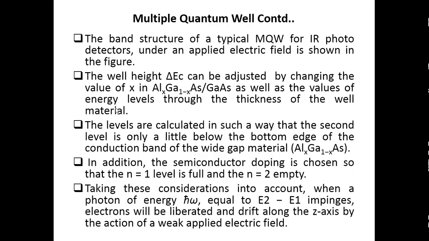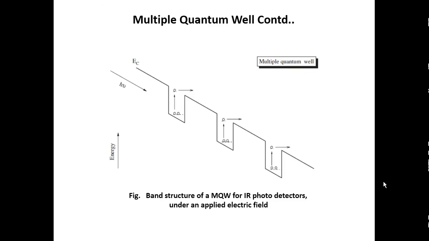That energy gap in the conduction band, of course, the energy level difference can be adjusted by changing the value of X, that is the molecular structure, by adjusting the value of X, that is the addition of this material molecules, isn't it? The lattice structure and molecules that can be added for aluminum gallium arsenide. So that can be adjusted with the value of X as well as the values of energy levels through the thickness of the well material. So this thickness also plays an important role. I told you this thickness can also control the energy.